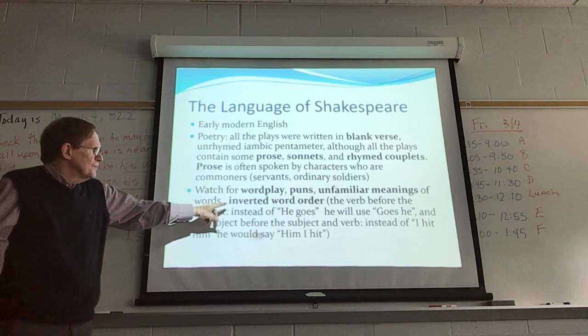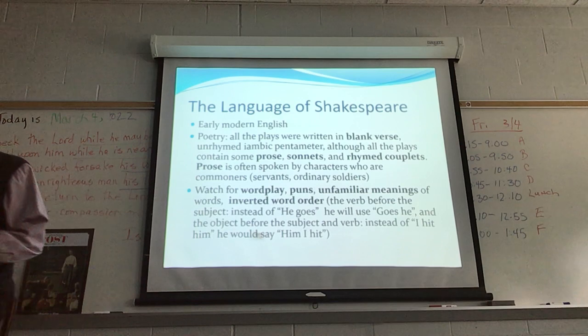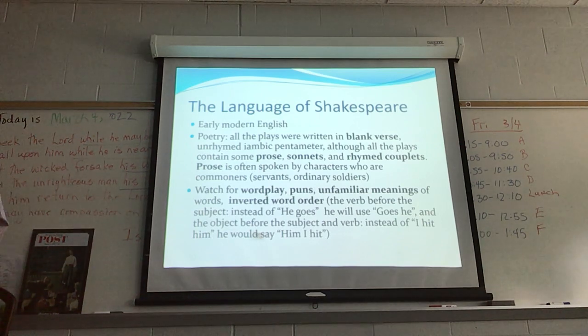Here's another example of the language: unfamiliar meanings of words. The word nice means friendly, affable, but in Shakespeare it meant small, tiny. Like, I'm going to make something nice, it means unimportant or small. And the word order is reversed. It's kind of like Yoda in Star Wars. He puts the verb first and the noun second. But you'll see, in order to create the rhythm of iambic pentameter, sometimes you have to invert the words.